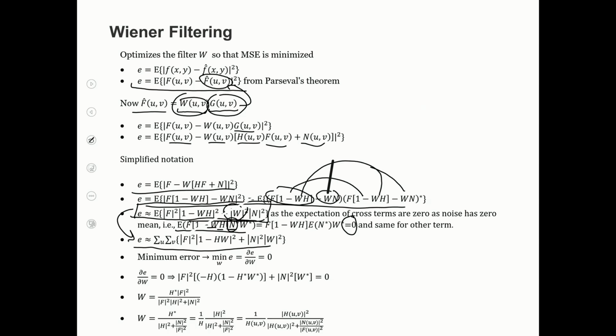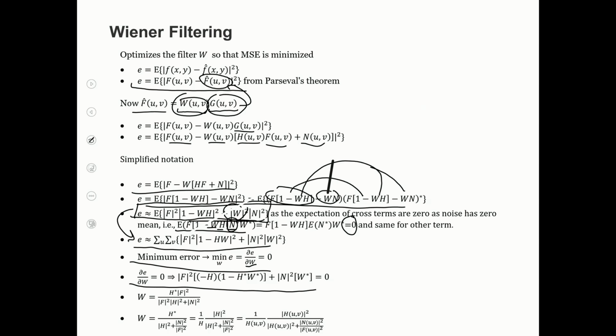Now my aim is to minimize this error, to find W such that this error is minimum. What is W? W is the Wiener filter. So I want to find the W that minimizes that error, and for that I can use a simple mathematical operation to find the minimum of any function: I take the derivative of the function with respect to the quantity I want to find, and equate it to 0. If I do this, I'm only left with this. You can just take the derivative with respect to W.